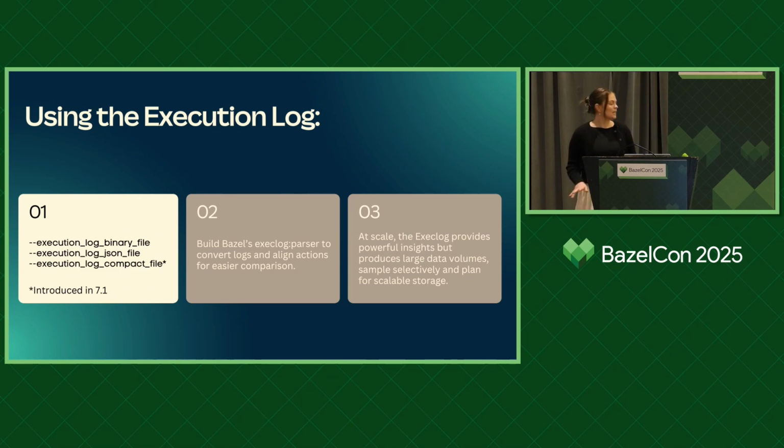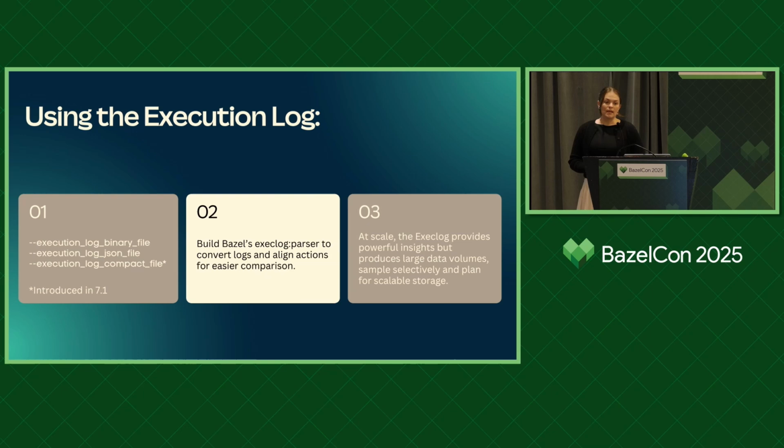Now, here's the catch. It's not produced automatically, so you have to explicitly enable it with a flag. So execution log binary file, execution log JSON file, or the newer and more recommended exec log compact file if you're wanting to gather the exec log more regularly. And this one was introduced in Bazel 7.1, so make sure you're on 7.1 or newer, because the compact format is significantly more efficient.